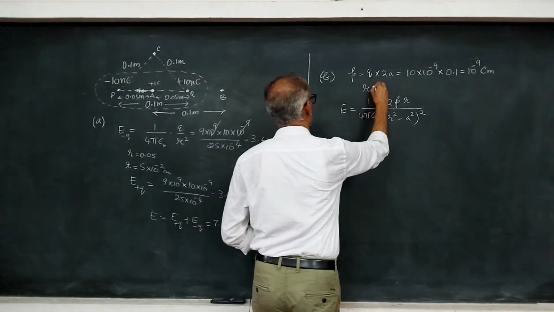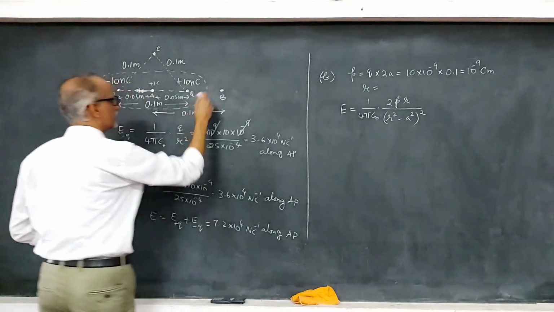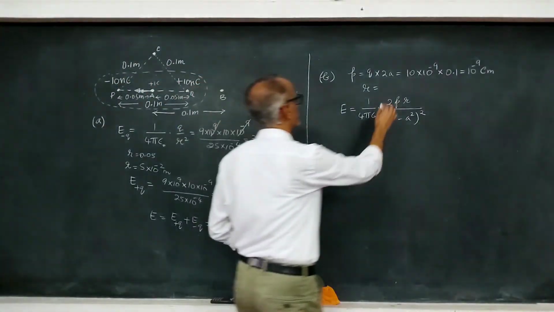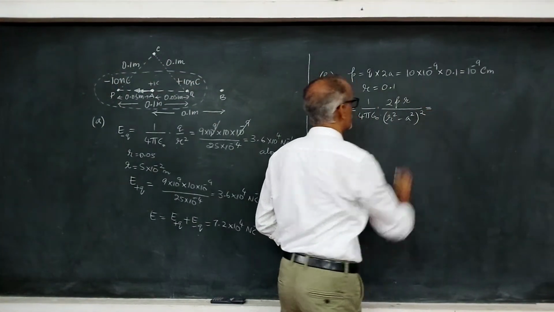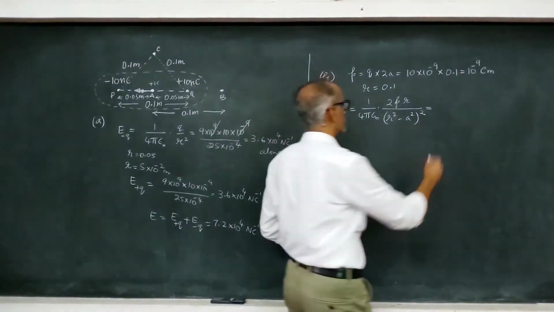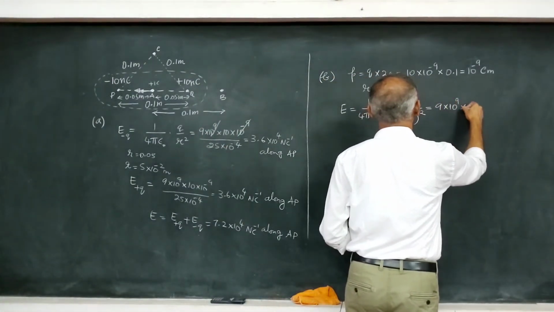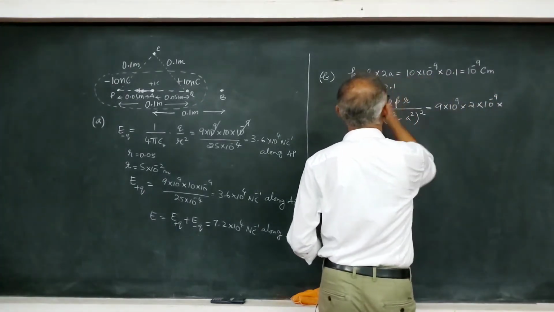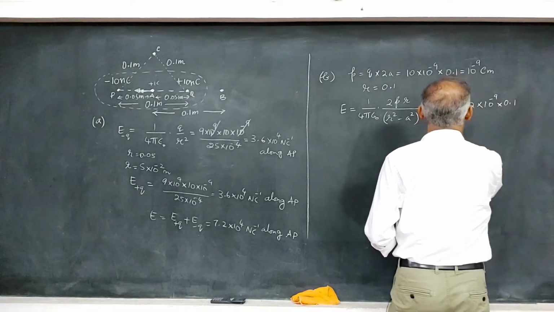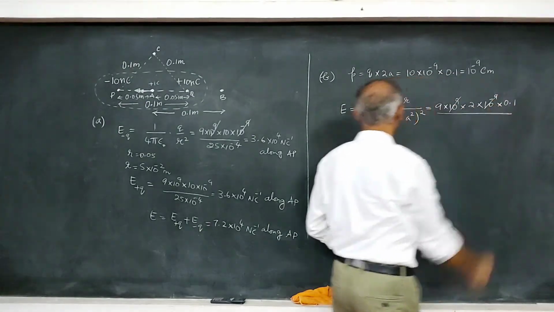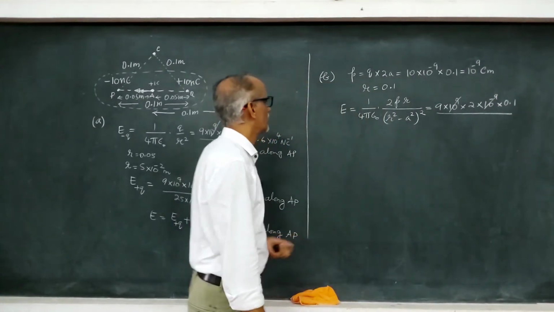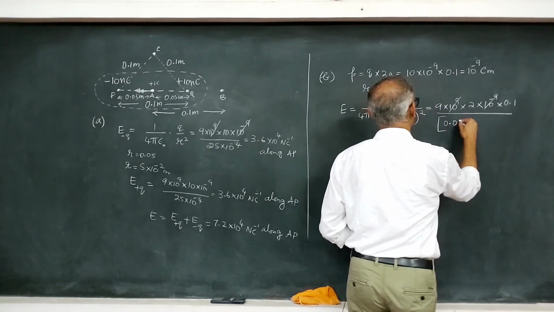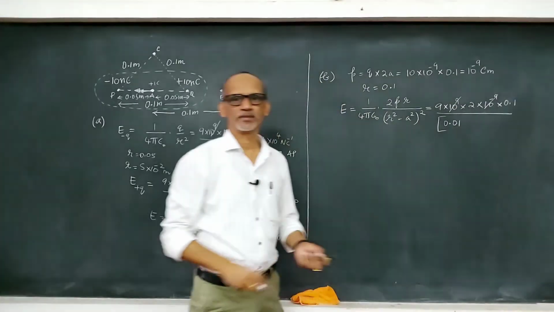What is the value of R? The value of R is this distance between the point and the center, which is already given, 0.1. So therefore the value of R is 0.1. So now let's substitute all these values. 1 by 4 pi epsilon naught is 9 into 10 to the power 9. 2, the value of P is 10 to the power minus 9, into the value of R, which is 0.1. This power will get cancelled. Now we have to replace R square. R is 0.1, so 0.1 square is 0.01.